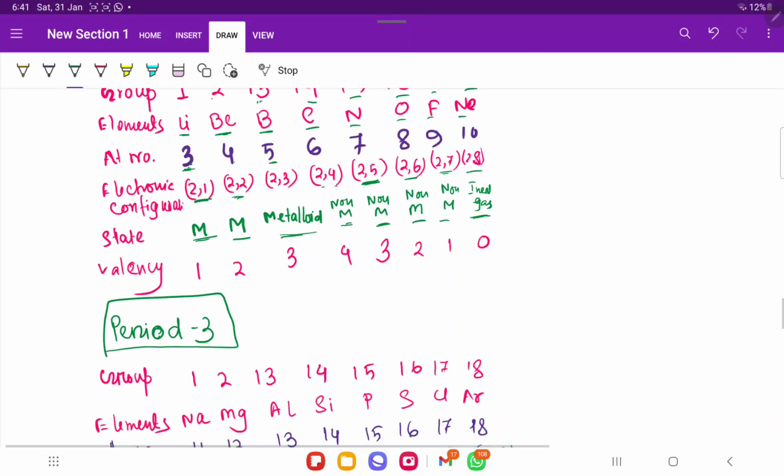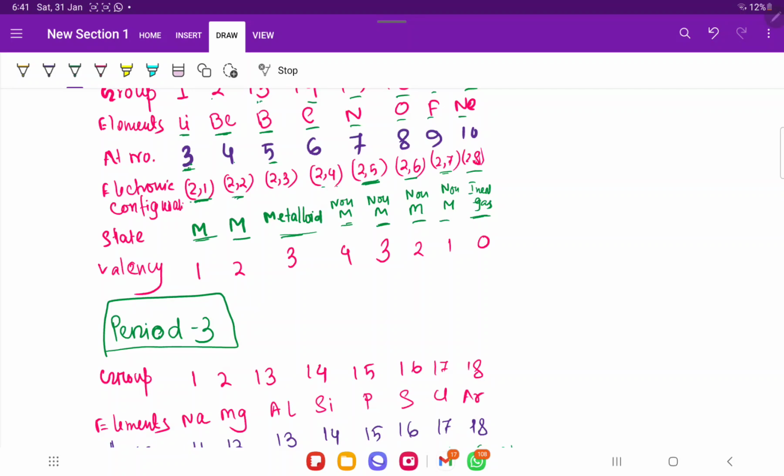Now we'll see the valency. Valency means the combining capability, right? Combining capacity, that is called valency. How it can combine with other elements. Generally, it is how many electrons these elements need to accept or donate to get the nearby inert gas configuration. That is what their valency is called.